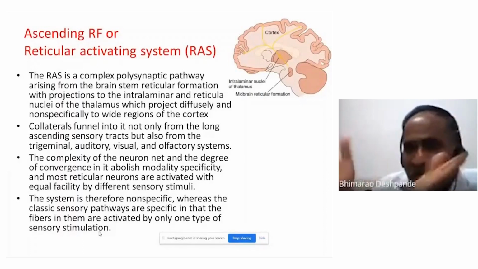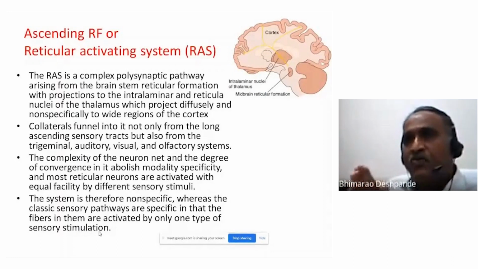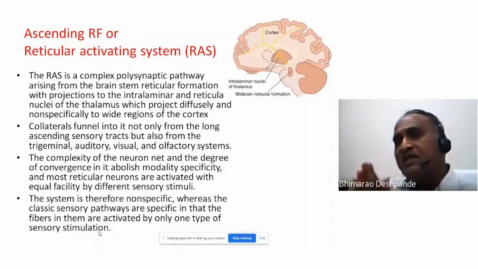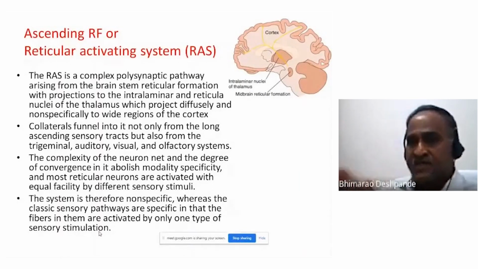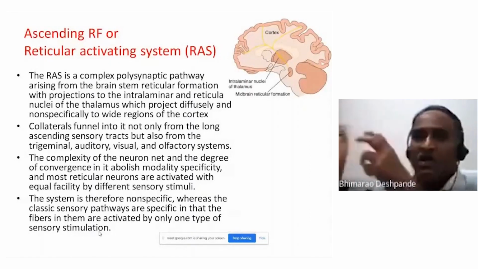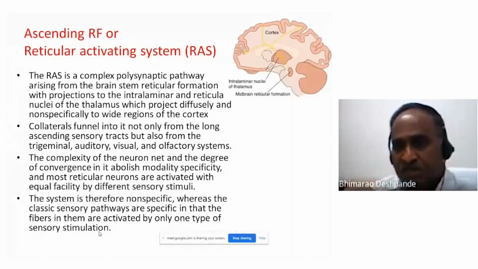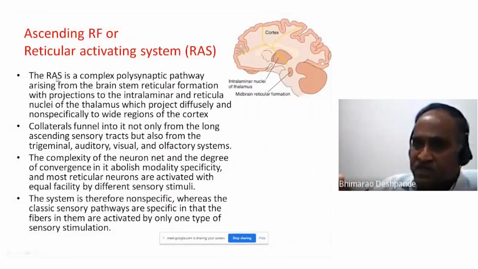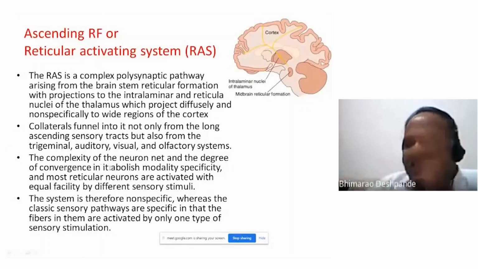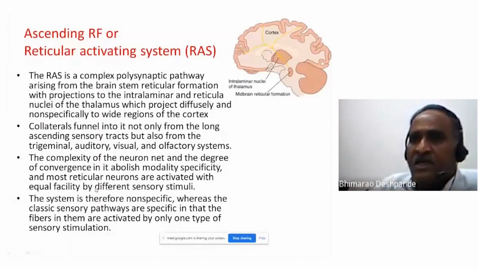Then these collaterals funnel in not only from the long ascending sensory tracts, but also from the trigeminal, auditory, visual, and olfactory systems. So it receives inputs from all those sensory modalities. All the sensory modalities are clubbed together, and through the suprasynaptic pathway they reach the reticular activating system. There is a greater degree of convergence and no specificity; it is only either arousal or non-arousal. The system is therefore non-specific.